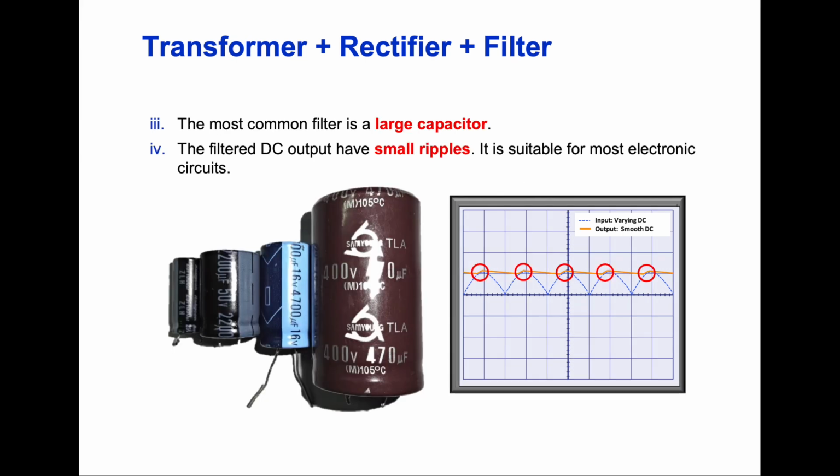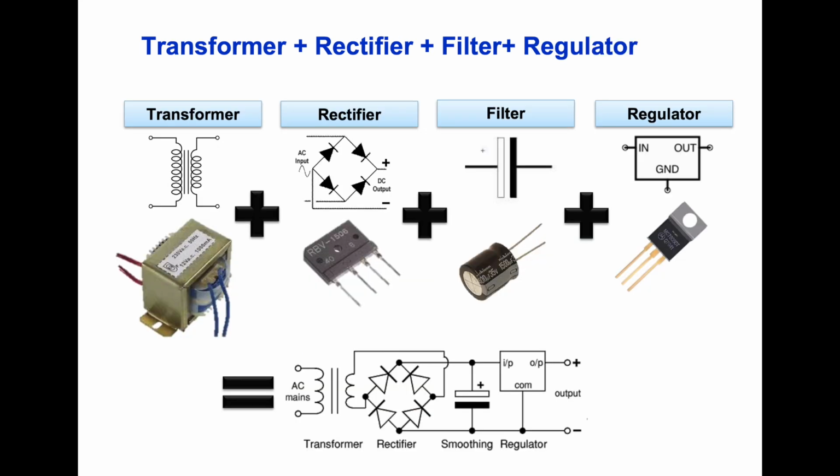The most common filter is the large capacitor. We use a capacitor as a filter, and the filtered DC output has small ripples, and it is suitable for most electronic circuits. There are small ripples here, as you can see, and after the filter we will use a regulator. The function of the regulator is to eliminate the ripple. After using the filter, we will have small ripple, and to eliminate those ripples we will use a regulator by setting the DC output to a fixed voltage, and we will come out with a regulated smooth DC supply.